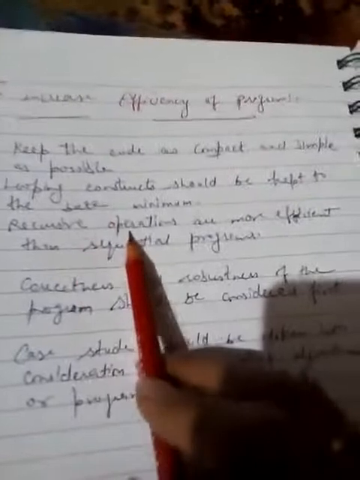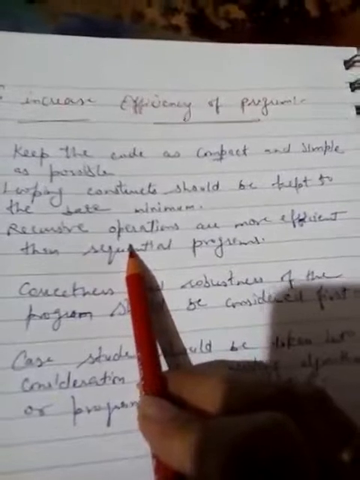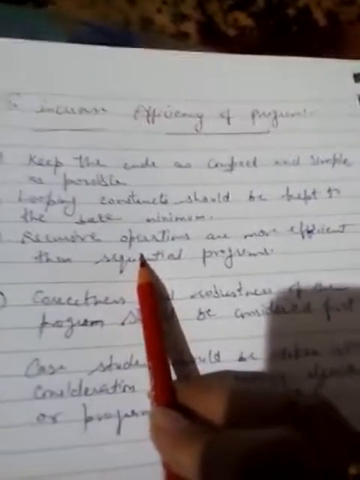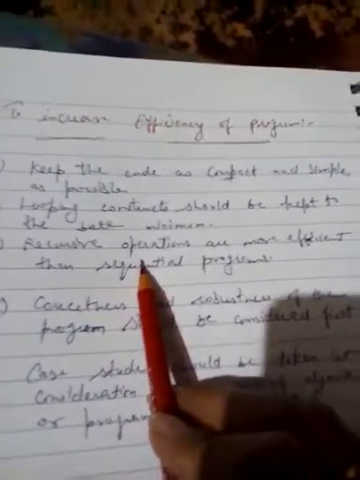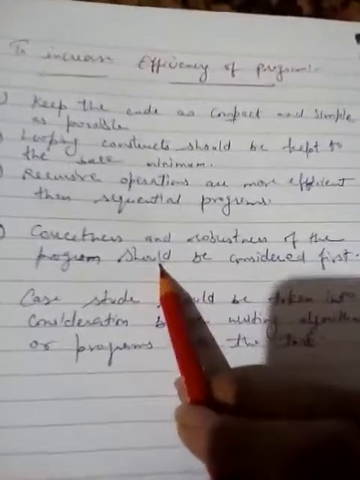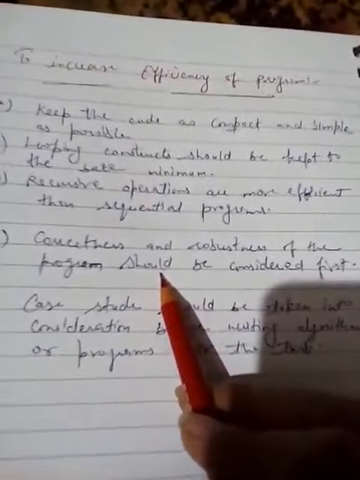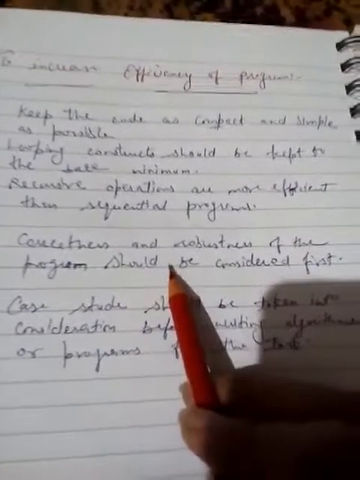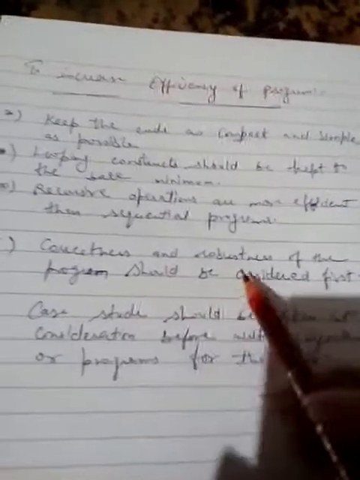Third, recursive operations are more efficient than sequence, as we have discussed this point in the recursion chapter also. If we use recursion or recursive functions, it would be more compact and more efficient for the program as compared to executing sequential statements again and again. Now the next one is that correctness and robustness of the program should be considered first. That means if you use fewer lines of code, it must be correct logically, arithmetically or relationally, whatever output you desire from that code, and it must be robust. That means it must be complete and it must be clear to everyone what is going on in the program.